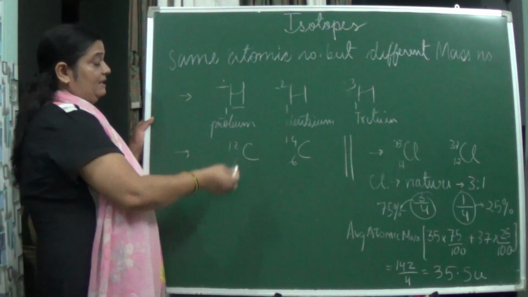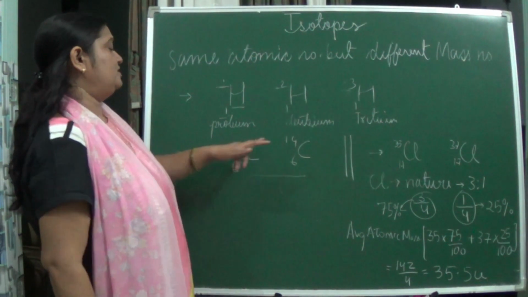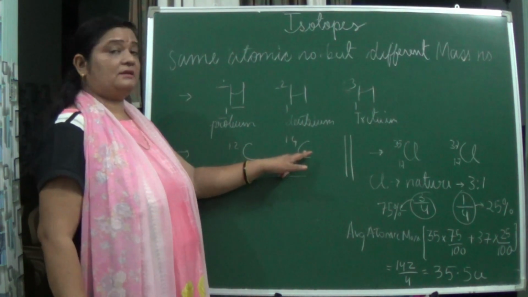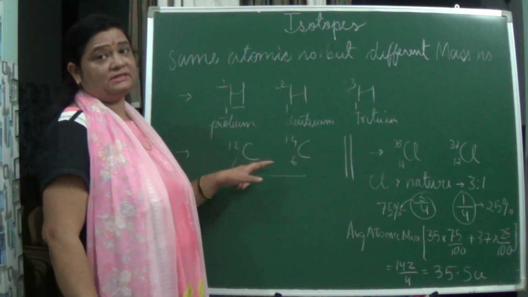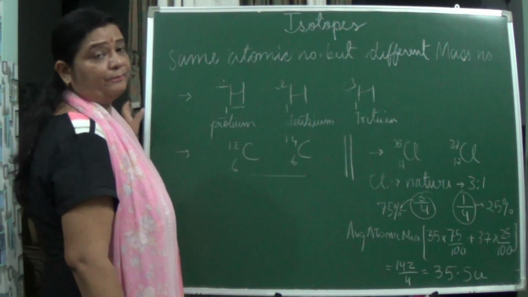Now, a second example I have taken is carbon. C12 and C14. Carbon here has a mass of 12, and there a mass of 14, but the atomic number, that is the number of protons, is similar. So the difference is in the number of neutrons.